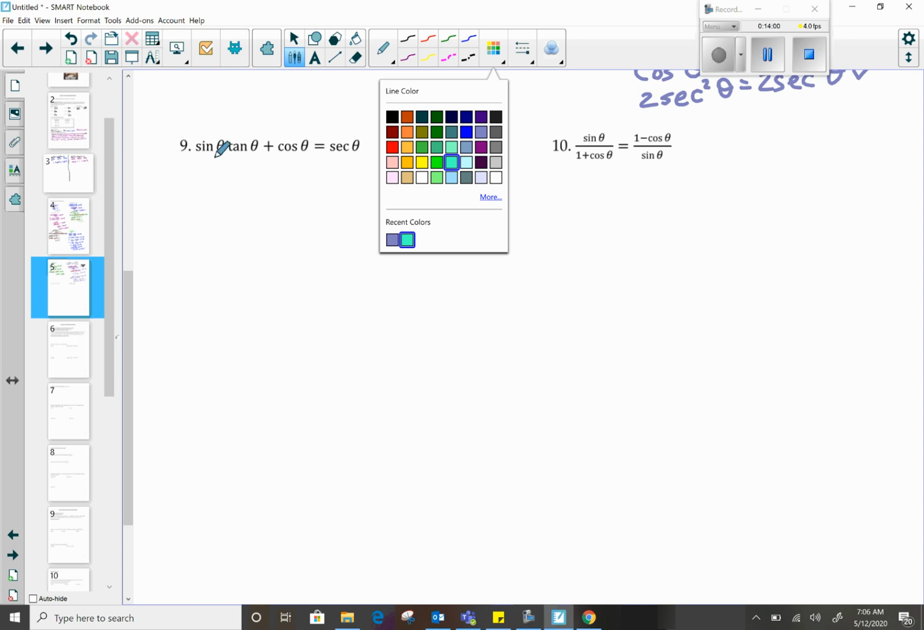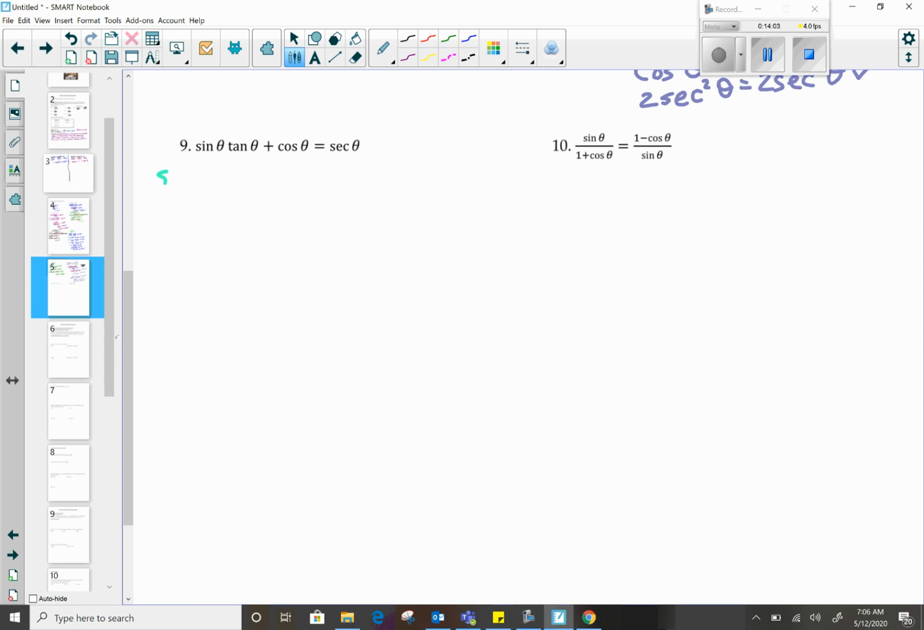Okay, so I'm going to change everything in terms of sine and cosine. I don't know, that seems to look like the way to go. I'm not entirely sure if it is, but I'll put sine over 1 since we're multiplying it. So tangent is sine over cosine plus cosine equals secant. Okay, so if we multiply these, it becomes sine squared theta over cosine theta plus cosine theta equals secant theta.